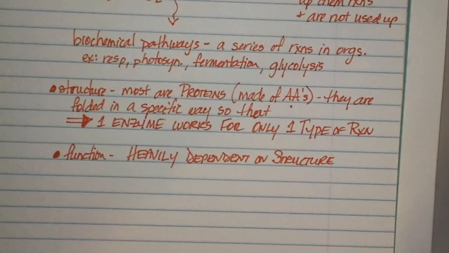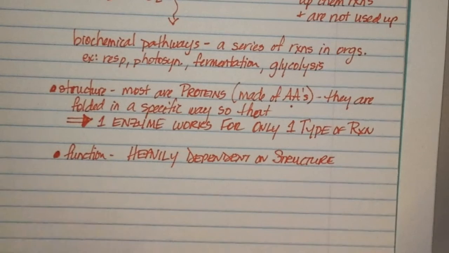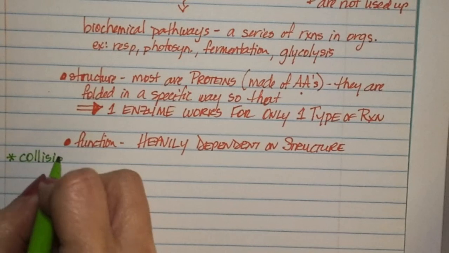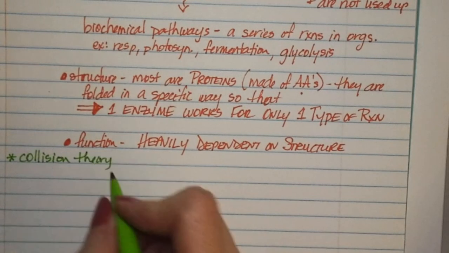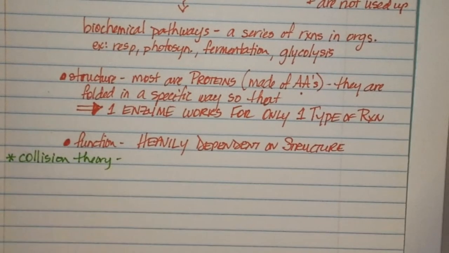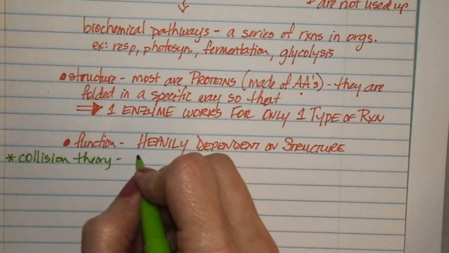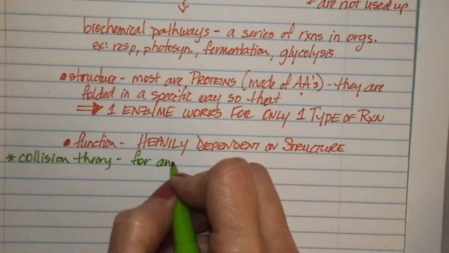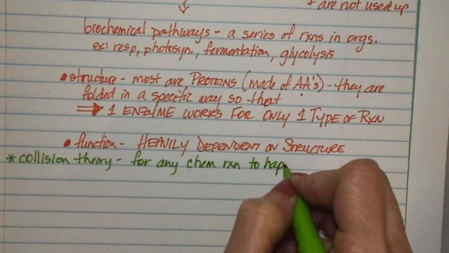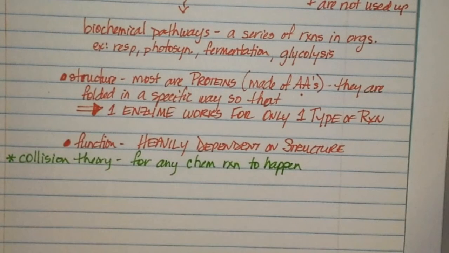And I'm going to talk to you just really briefly about something called collision theory. It's one of those theories that's really simple and straightforward, and once you hear it, it's like, duh, that makes sense. So collision theory is how they try to explain chemical reactions happening. Collision theory says that for any chemical reaction to happen, the chemicals have to hit each other with enough energy. They have to collide, right? Hit each other.